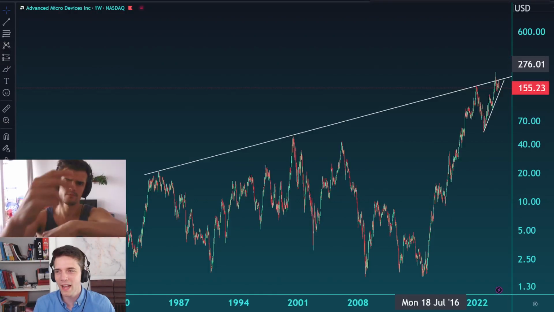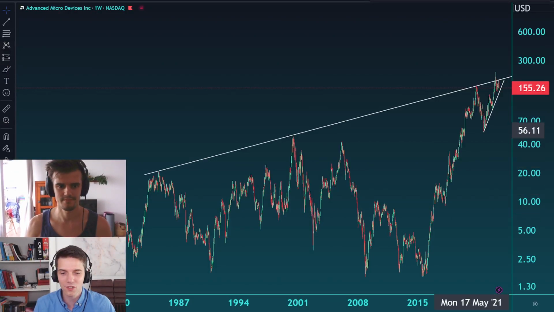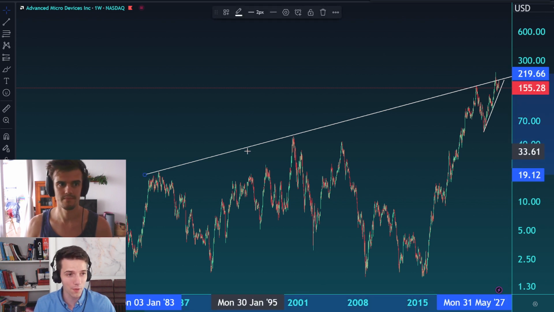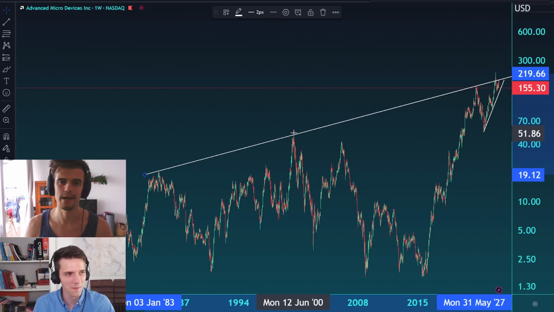We're analyzing AMD together. Look at that weekly chart from 1984 till today, 2024. Look at the resistance level right here. It's the mother of resistance levels. Very interesting. Let us know what you think about it.